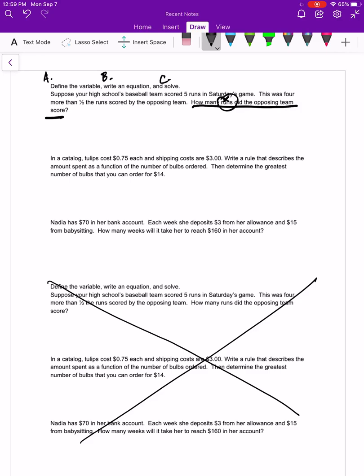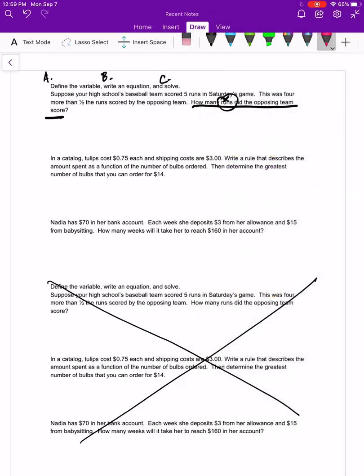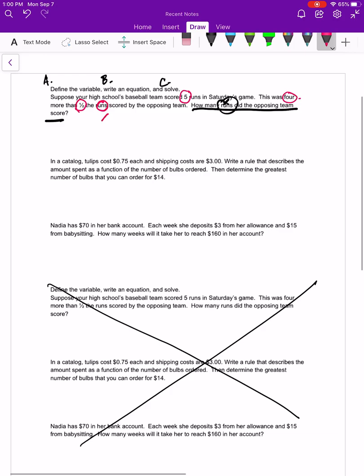All right, so word problem breakdown, we're going to go ahead and circle our numbers. So when we circle our numbers, we're looking at something like, suppose your high school baseball team scored 5 runs in Saturday's game. This was 4 more runs than half the runs, there it is, runs, which is your X, scored by the opposing team.